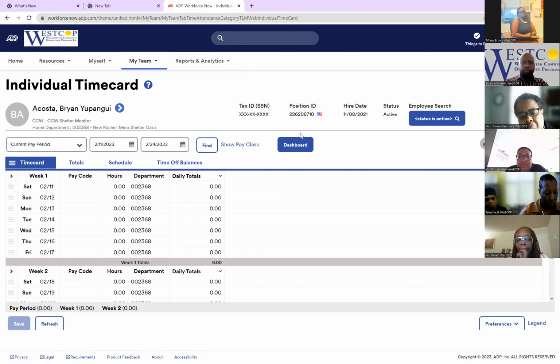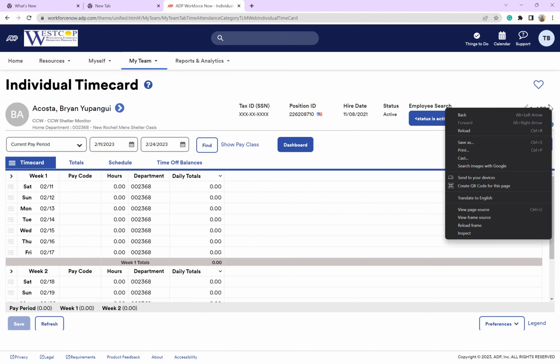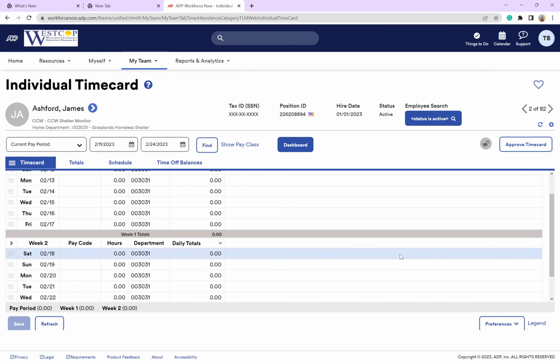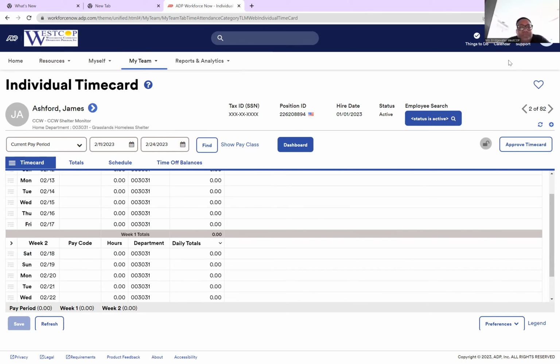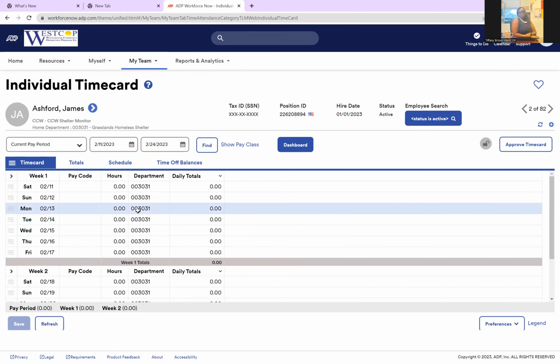Okay, so now let's look at my first person. I just hit the over button and the first person I see is James Ashford. I do understand that James does not have access to his ADP at this time. However, I have sent an email to HR trying to get everyone access, and I'm still waiting on that. However, Miss Alicia, you will come in and put his hours in, right?